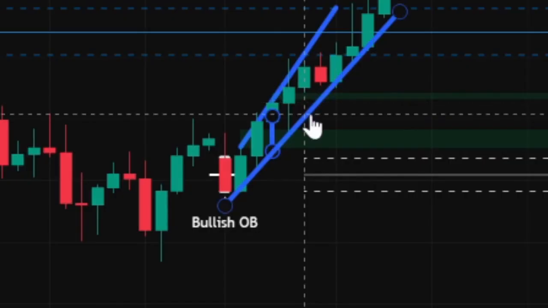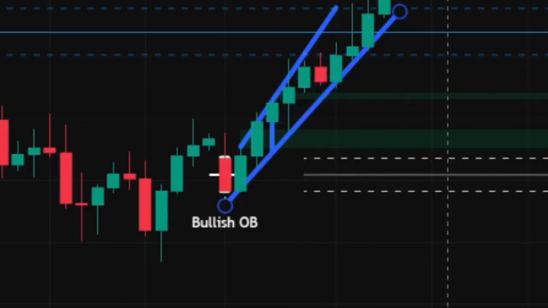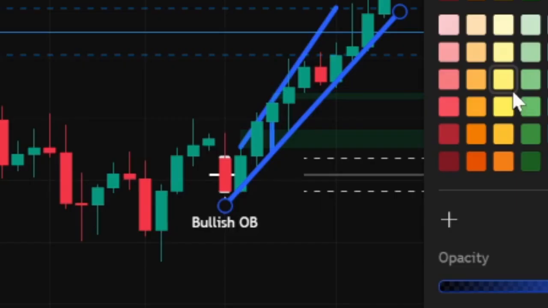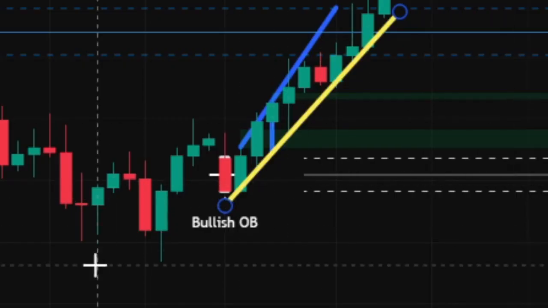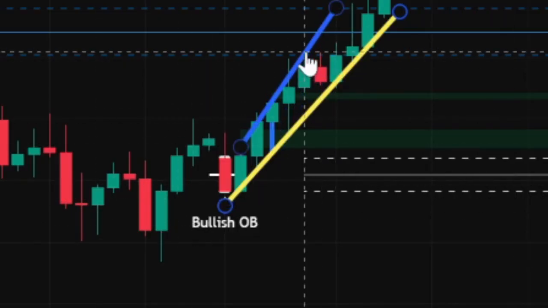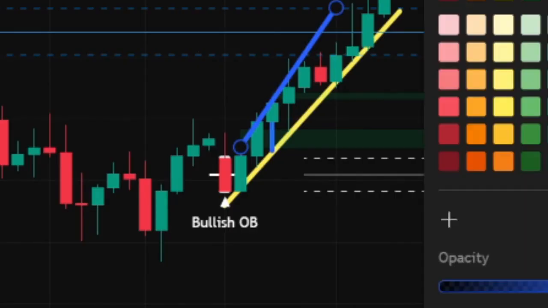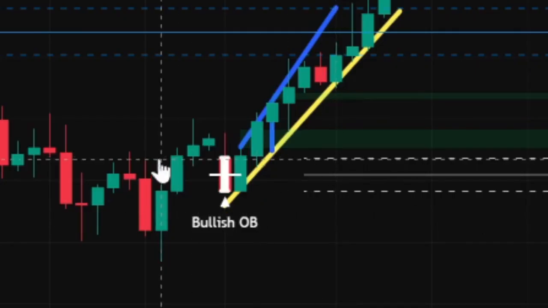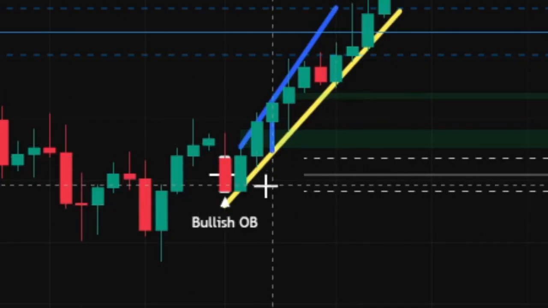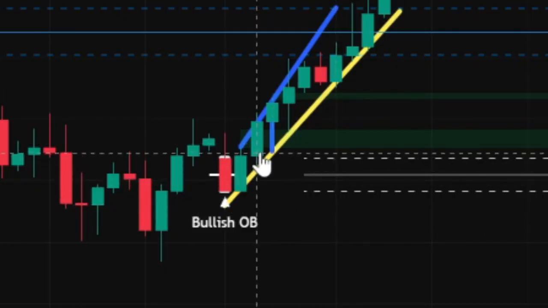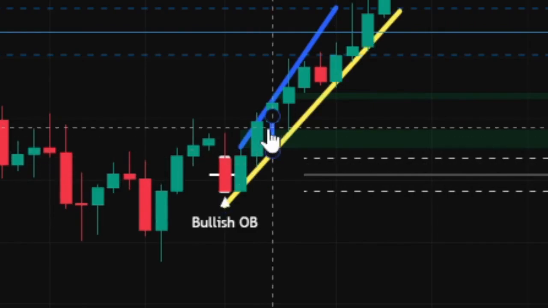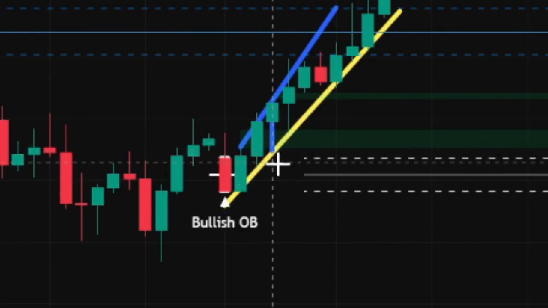The line here, let me change the color to yellow. Good. The yellow line will become my support, while the blue line will become my resistance. Let me turn it to become my resistance. So at that point, my stop loss will be below this previous candle. Now I'll wait for this candle to come down here.